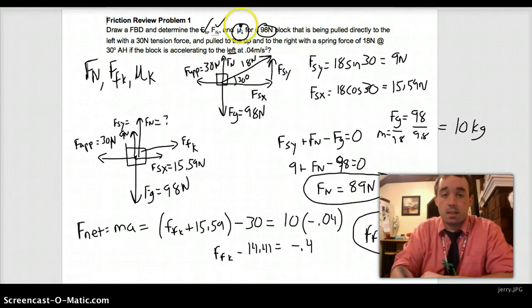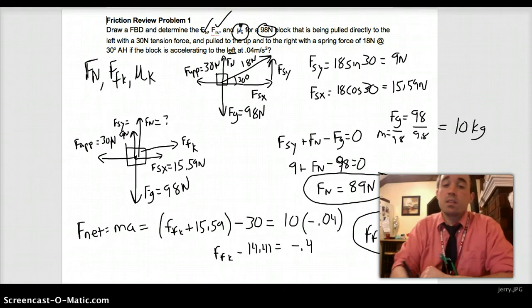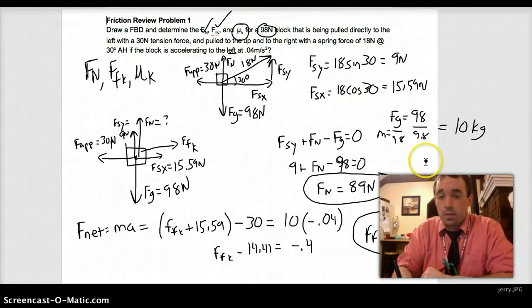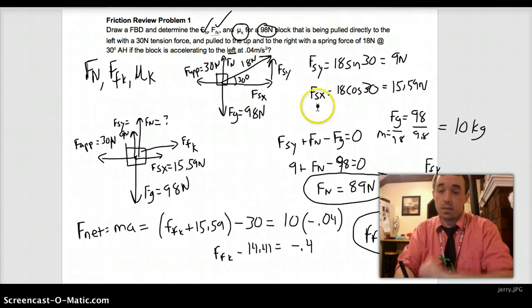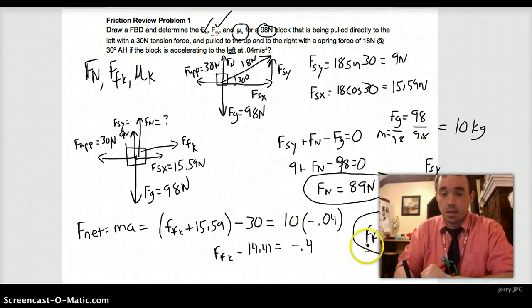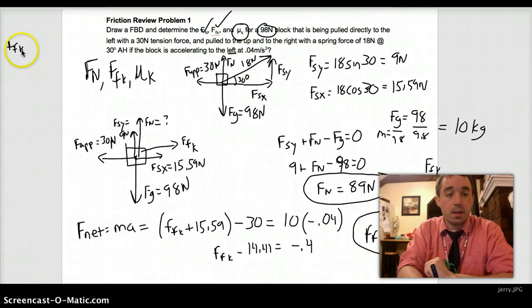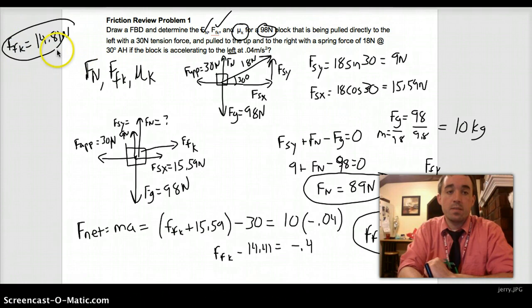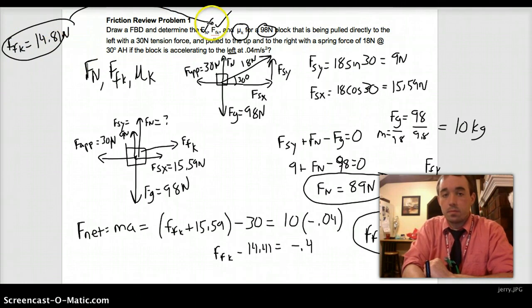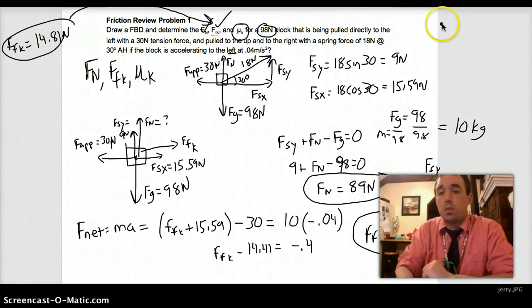So we've done that. Last piece we have to find is our mu k. To find that, we look at the force of friction equation. Sorry, guys, I'm probably getting into my screen, so I'll write over here. My FFK, what I got was 14.81 newtons. So that's part B.